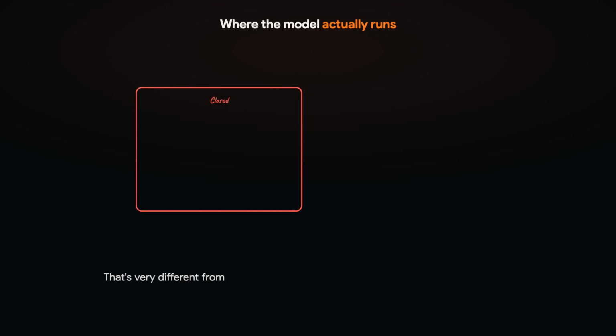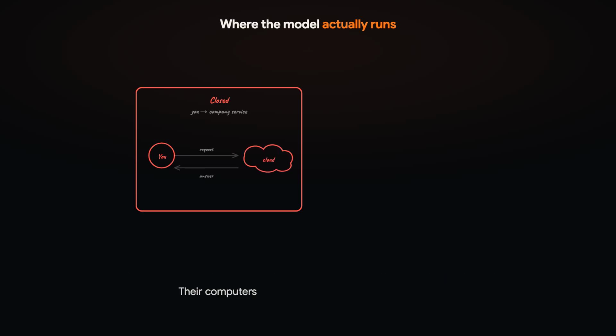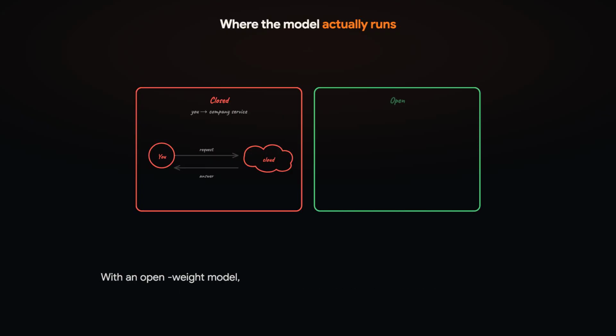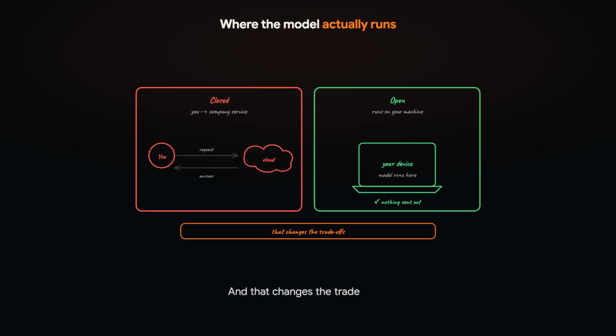That's very different from a closed model. With a closed model, you usually send your request to a company's service. Their computers run the model and return the answer. With an open weight model, you can potentially run the model on your own computer or your own servers. And that changes the trade-offs.